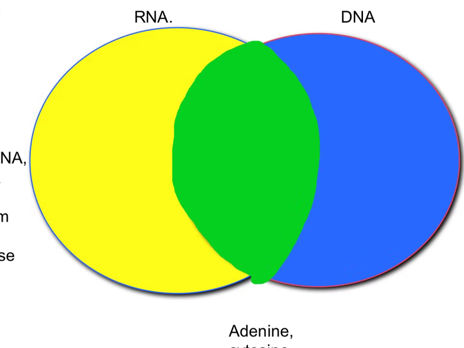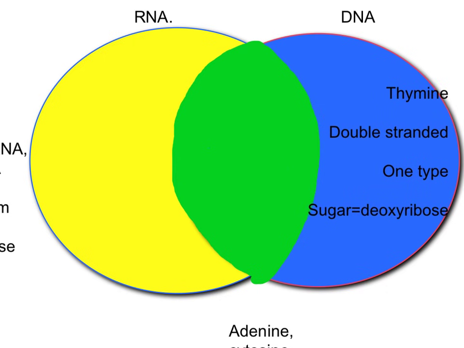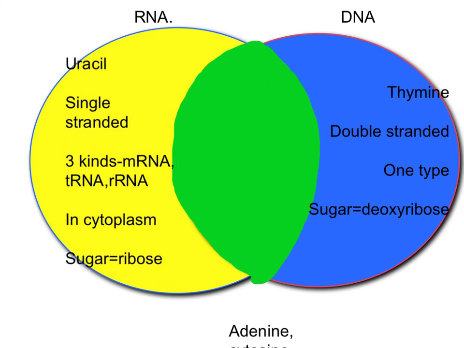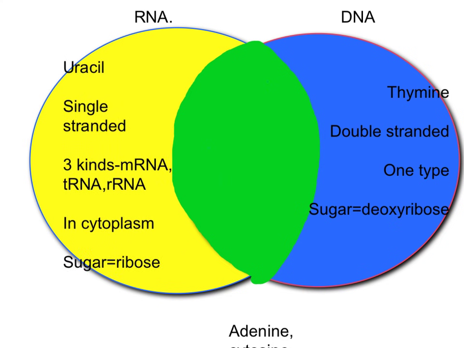So let's take a second and compare and contrast RNA and DNA. Okay, let's talk about DNA first because we're familiar with DNA. We know that DNA has the sugar deoxyribose in it. We know there's only one kind of DNA, the kind that lives in your nucleus. It is double-stranded and it contains a nitrogen base called thymine. RNA contains a nitrogen base called uracil.